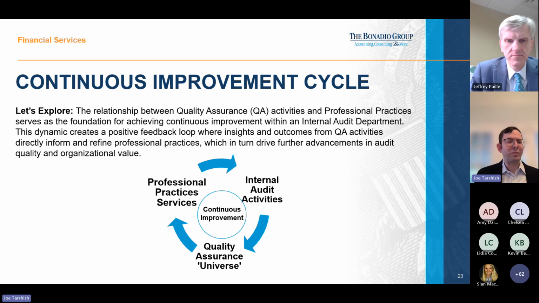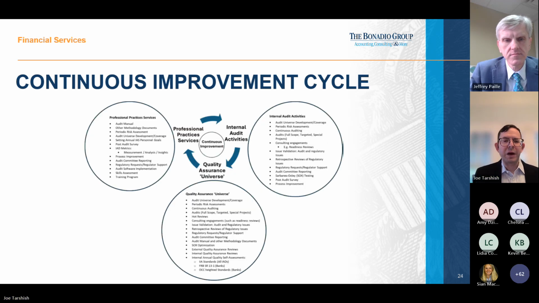So in this very simple pictorial, we have in the middle continuous improvement in that circle there. And how's that achieved? Our internal audit activities are ongoing. Quality assurance reviews those activities, and then that helps inform professional practices, which develops and enhances a methodology, which then further supports internal audit activities. So we're achieving through this relationship continuous improvement.